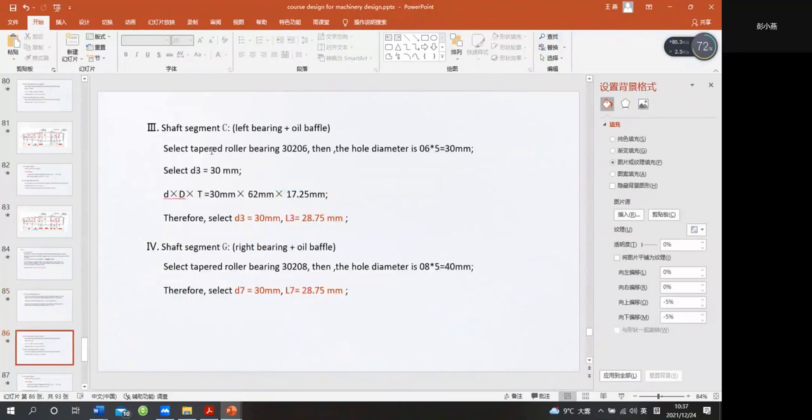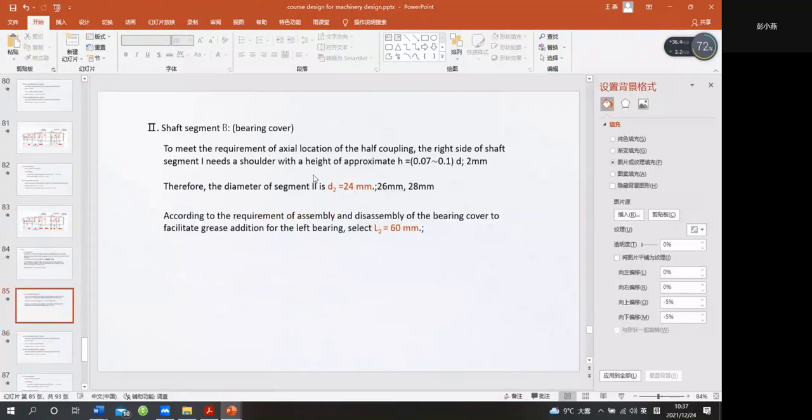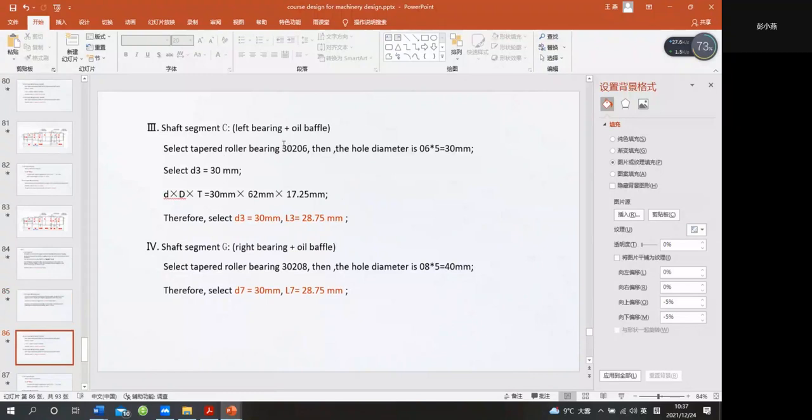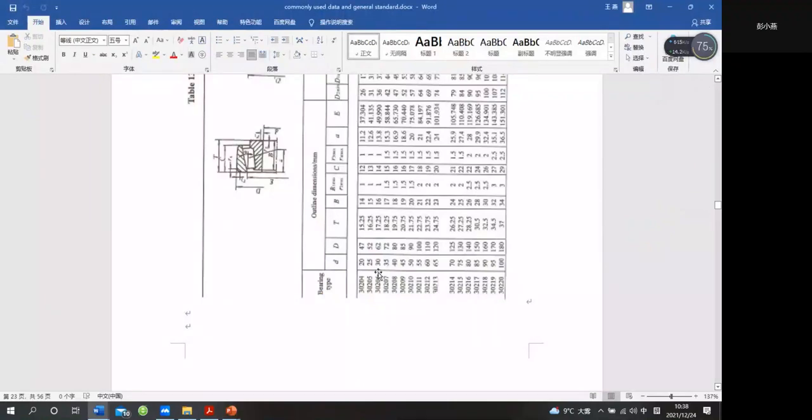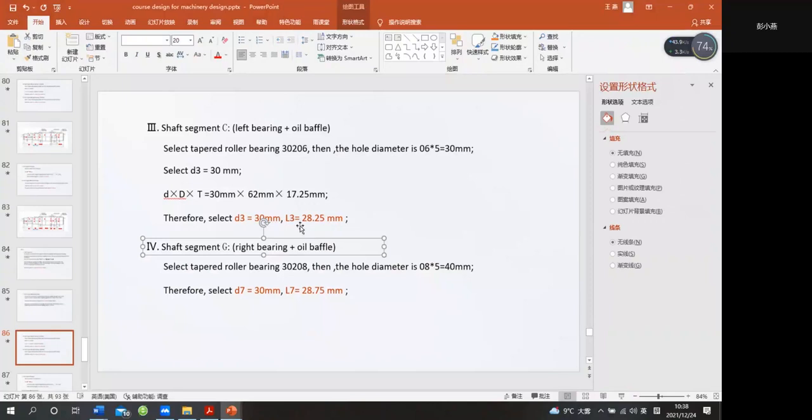And then for the bearing, we also can choose a tapered roller bearing, the three series bearing, but the hole diameter should be changed because D2 is changed. Okay, so you can choose a 30206 type bearing, and the hole diameter is 30 millimeter. The diameter and the width of the bearing you can obtain from the table, okay? From the table for this series, the hole diameter is 30 and the width is 17.25, okay?